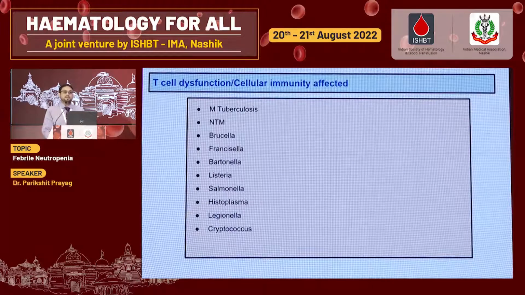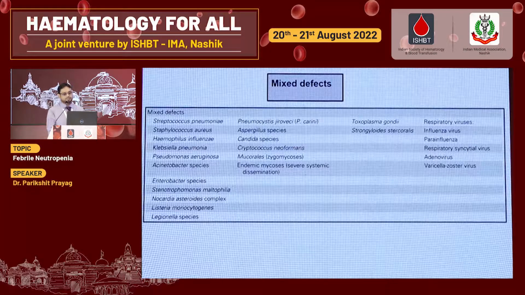Normally, T cells are very, very important host defenses against intracellular pathogens. So TB, mycobacterial pathogens, brucella, listeria, salmonella, and the endemic fungi, so histoplasma, cryptococcus, and so on. So really, when I look at patients in the hematology setup, a lot of different factors need to be considered, as I mentioned, and there could be mixed defects. Not everyone will have a particular defect.